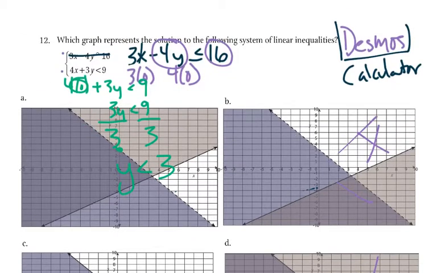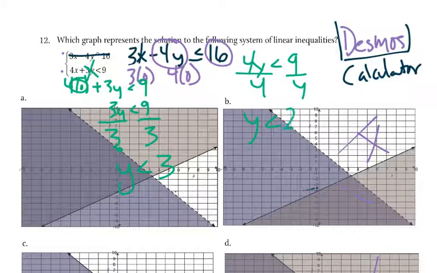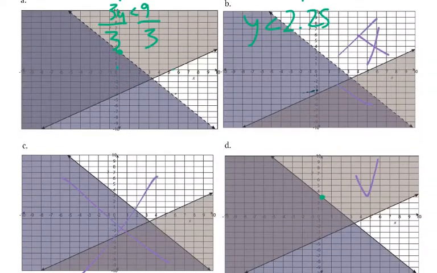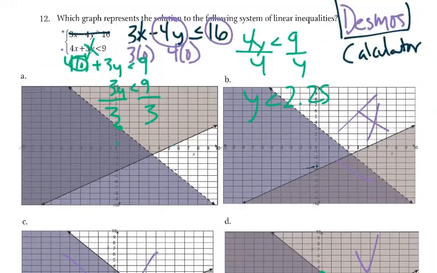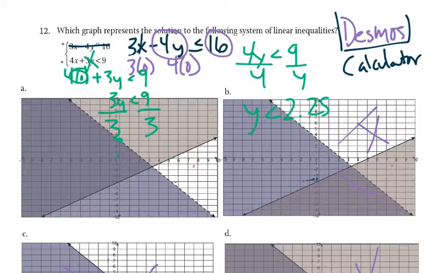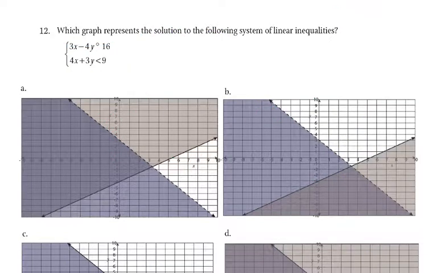Then we could do it for our x. So we'd get rid of the 3y, 4x is less than 9, divide by 4, we get x is less than 9 divided by 4, which would be what? 2 1/4, 2.25, which looks pretty close for our x-intercept, right? About 2.25, so that didn't help us. Okay, so looking at that, it's either A or D, right?